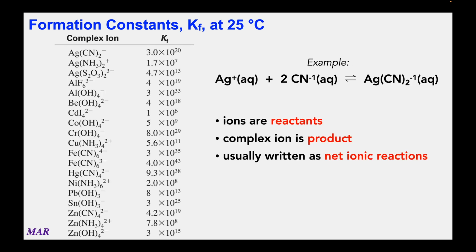This is a table showing some respective Kf values, and again, you can see they're all over the place. But all of them big. These are all numbers greater than 1, and you can see some of them are quite a bit greater than 1. To write the expression, the ions that go into it will be the reactants, and the complex ion will be the product. And these are usually written as net ionic reactions. Like, you're not seeing the counter ions. For example, in the Ag(CN)2 -, the silver plus would probably be silver nitrate, and I would guess the cyanide would probably be sodium cyanide. But you're not seeing the nitrate or the sodiums. They're spectators and honestly pretty boring to chemists.